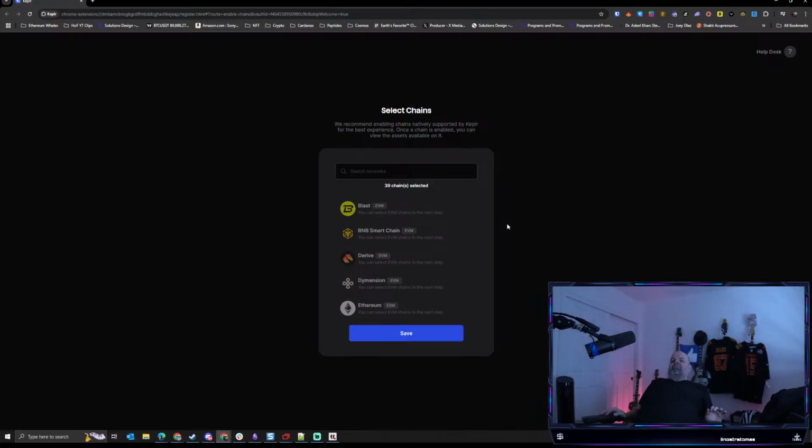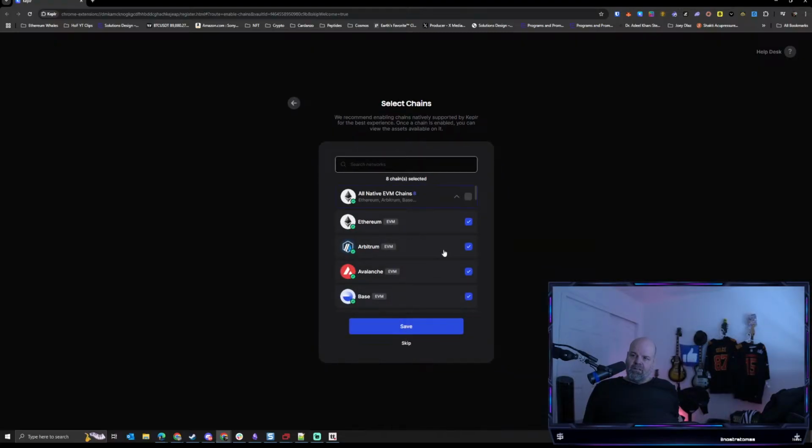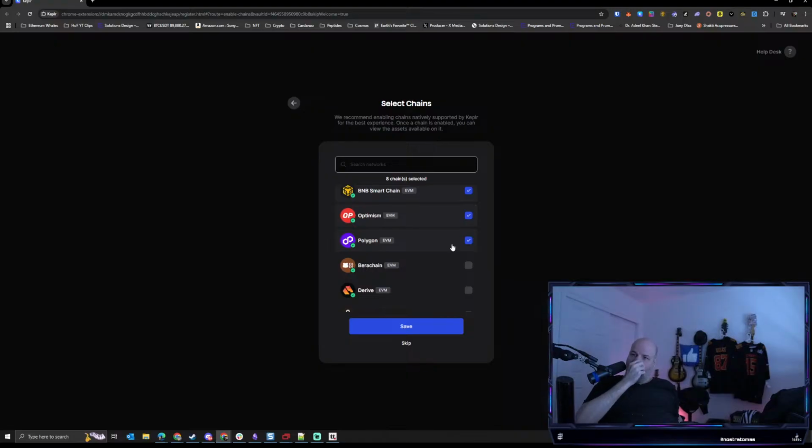Binance. Ethereum. You can't actually add them though. Injective. Bitcoin. You can select Bitcoin chains in a later step. How do I get to the later step? Here we go. Base. Polygon. Nice. A lot of people are integrating with this dead chain.